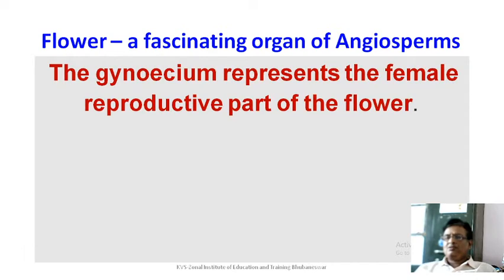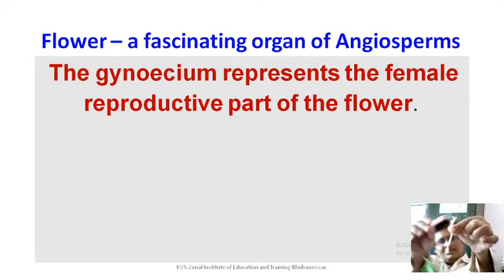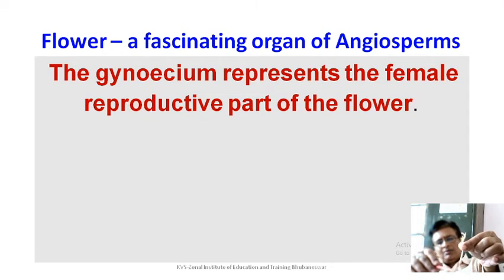You know, the gynoecium represents the female reproductive part of a flower. This is nothing else but a China rose. The gynoecium. This is the staminal tube. I have removed a little bit of staminal tube to show the ovary. And then there is a long structure, and on the top you can see the stigma.